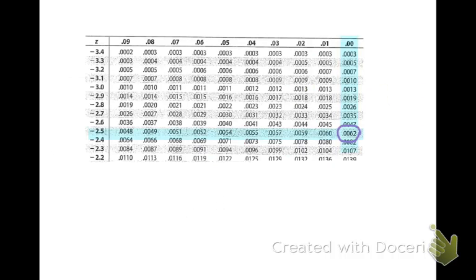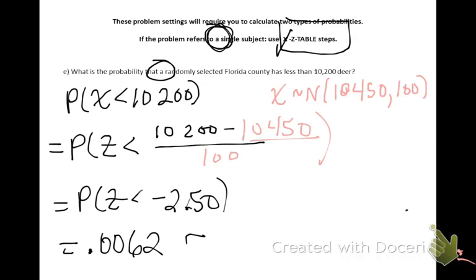Going to the z-table, we see negative 2.50 occurs with probability 0.0062. So there's about a 6.2% chance that just one county at a time would have less than 10,200 deer.